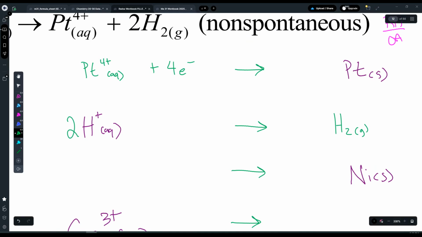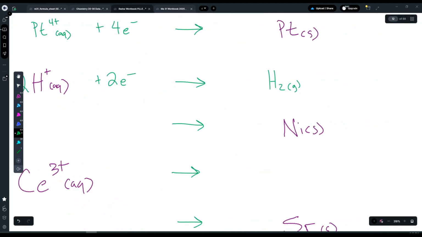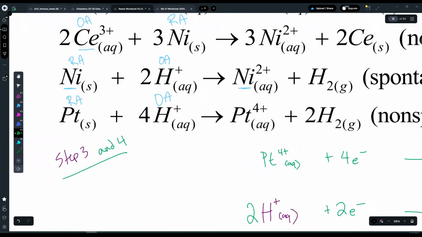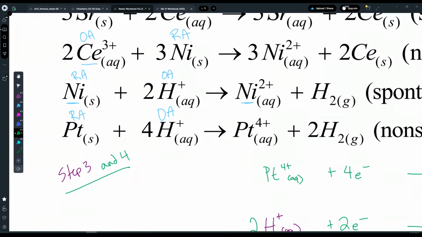So in total, I have a 2 plus charge because there's 2 of these. And on my product side, I have a neutral charge. So I need to balance the charges, and how I'm going to do that is by adding electrons to the more positive side. So I'm going to add 2 electrons. Also, all of these are reduction half reactions, so all of the electrons are going to be going on the left-hand side here.